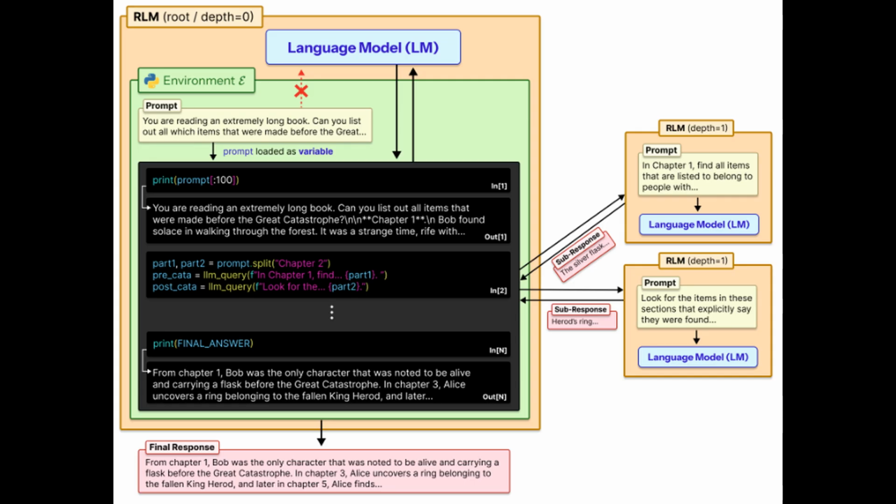Exactly. Look at how in the middle section the model is writing actual Python code to interact with the text. It's using print statements to examine snippets, split functions to break the text into manageable chunks, and most importantly, it's making recursive calls to process specific sections.